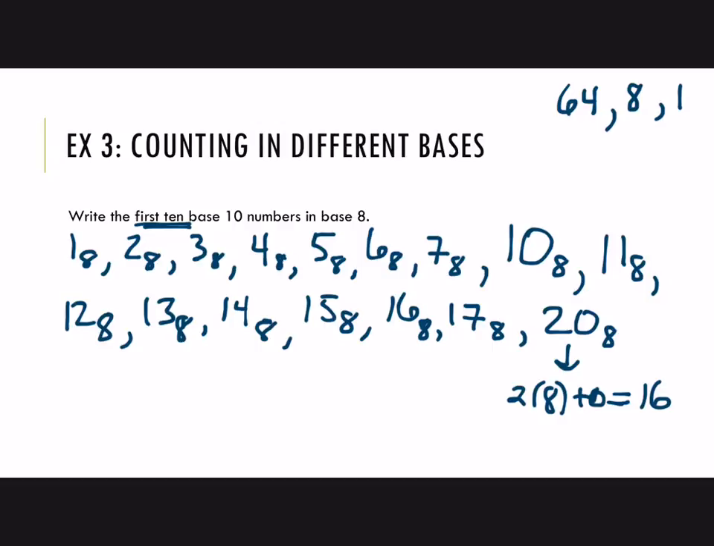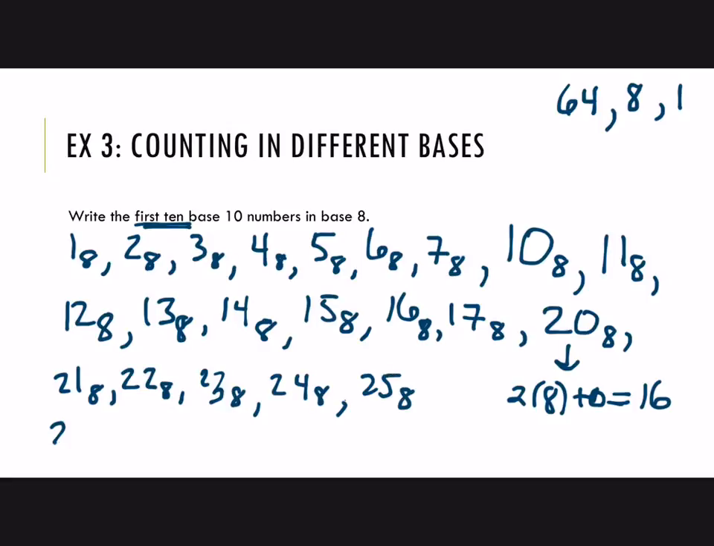Okay, and then next would be 2 1 base 8, 2 2, etc., all the way up. Okay, to 2 4, to 2 5, to 2 6, to 2 7, and then instead of 2 8, this would be 3 groups of 8 and 0 ones. Okay, so this would be the number 24.